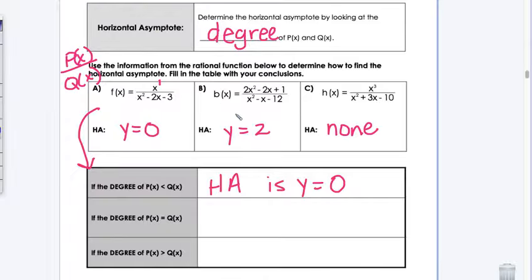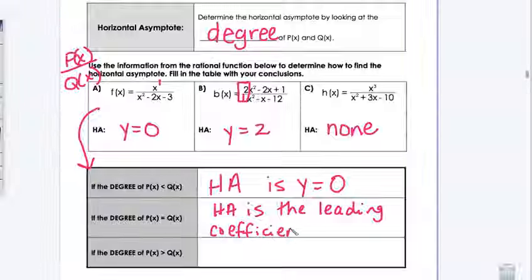If I look at this one, the degrees are the same. So the degree of p of x equals the degree of q of x. I notice that the asymptote is 2. Where did I get that number 2 from? We're actually going to get it from the leading coefficients, and it's 2 over 1. So the horizontal asymptote is the leading coefficients of p of x divided by q of x.